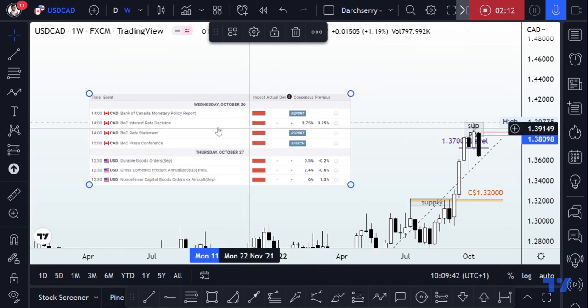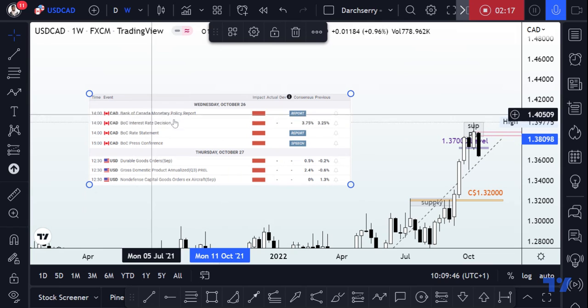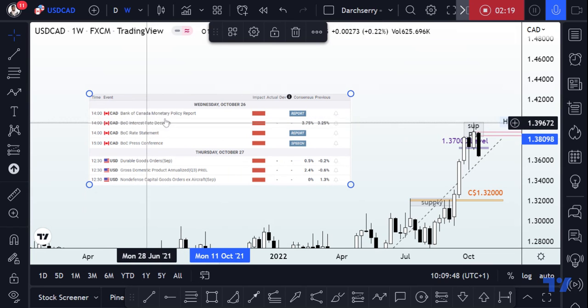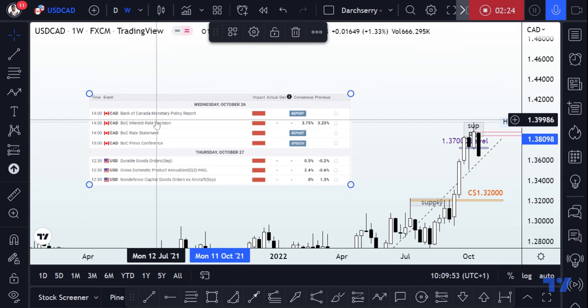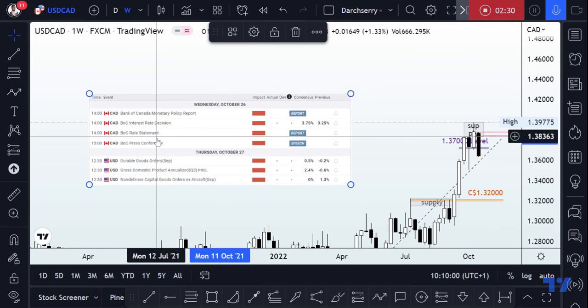Now, look at what is going to be happening on Wednesday, as the monetary policy report for the Canadian Bank is going to be coming up, and there's this BOC interest rate decision also coming up on Wednesday as well. And then we have the BOC press conference, the BOC restatement on Wednesday.